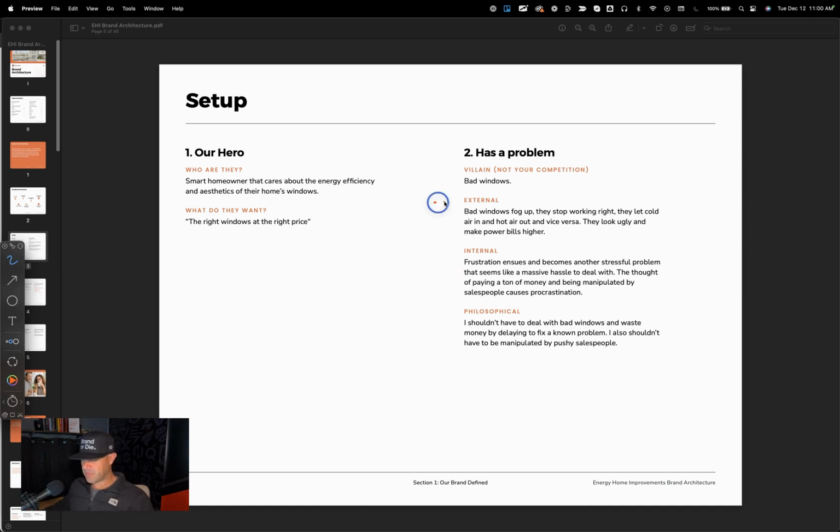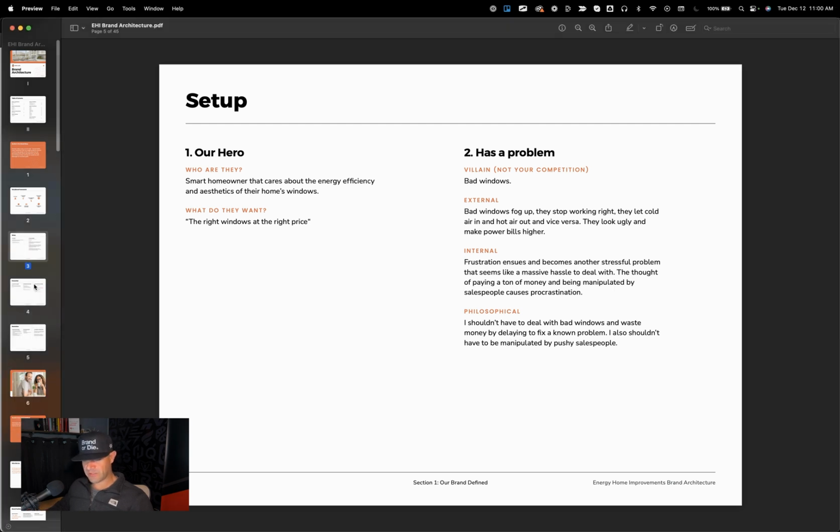There's basically three problems that our villain causes for our hero. They're external, internal, and philosophical problems. And so we try to identify what those things are. Now, sometimes this can seem kind of goofy, right? Oh, what a villain. But sometimes it makes a lot of sense to play off the villain.